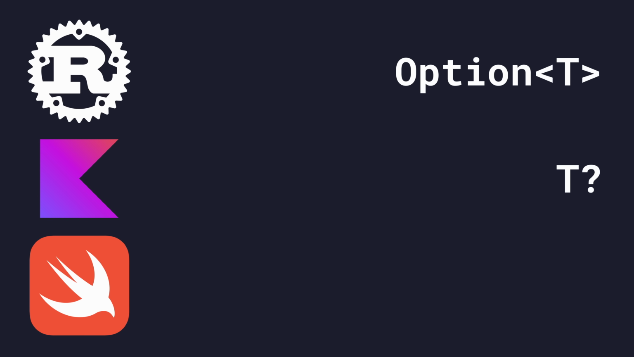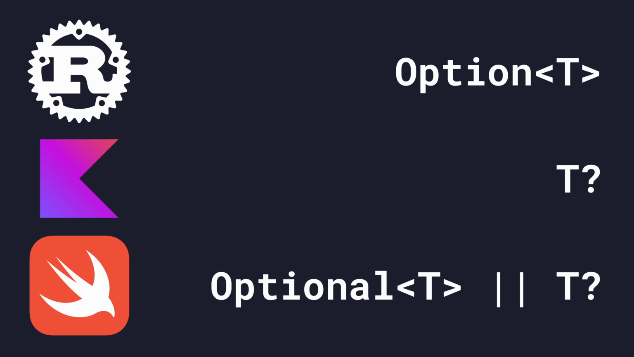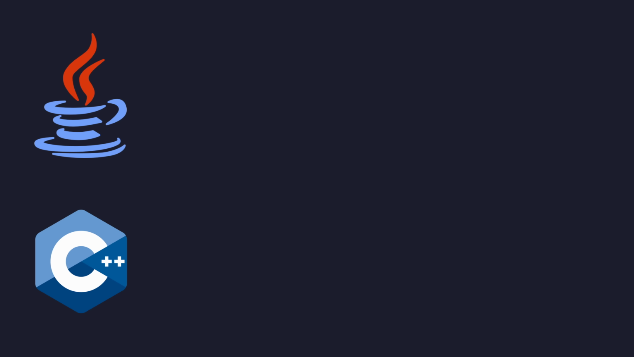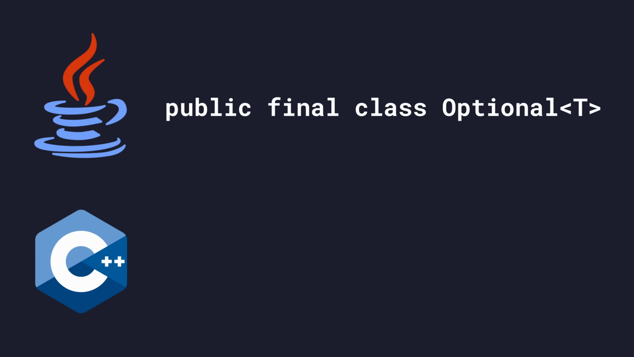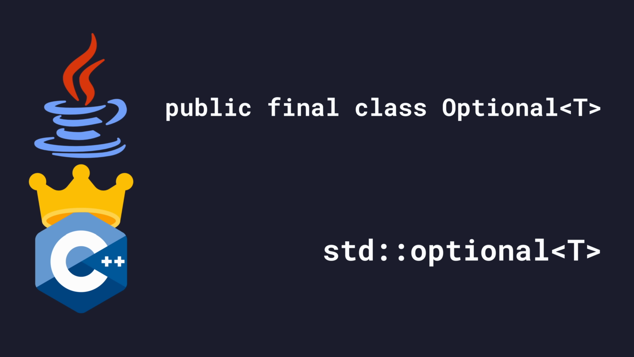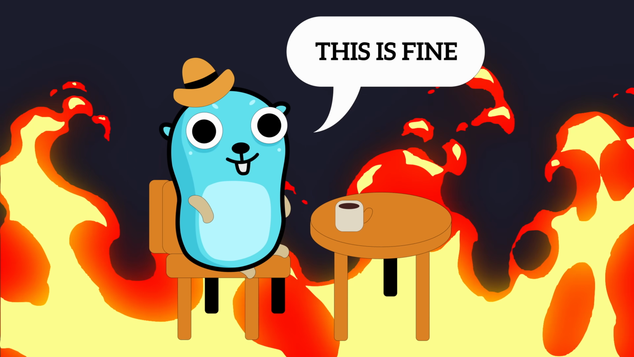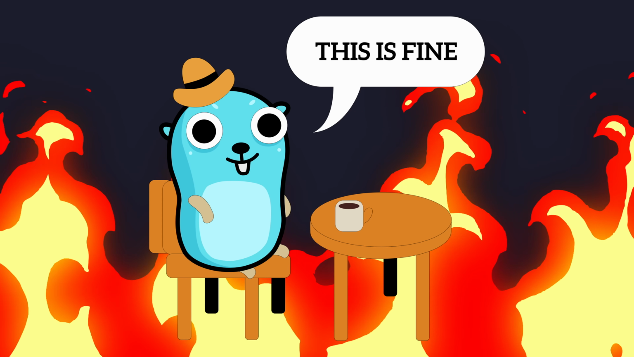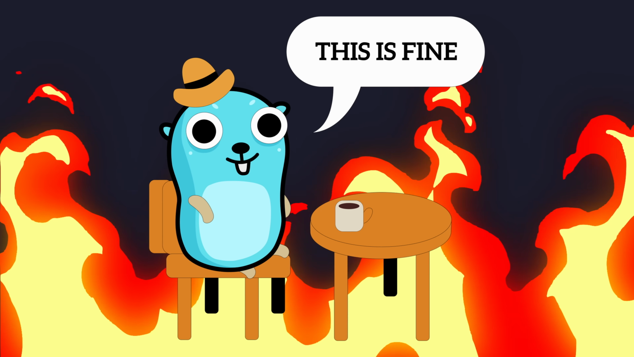Newer languages, such as Rust, Kotlin, and Swift, provide the option, nullable, and optional type respectively. Even traditional languages, such as Java and C++, support optionals as well, with Java adding the optional type in 2014, and the king of runtime errors providing std::optional since C++17. Notably absent from this list, however, is Go, which does not provide any real null safety, something I personally have a problem with. However, that's a video for another time.